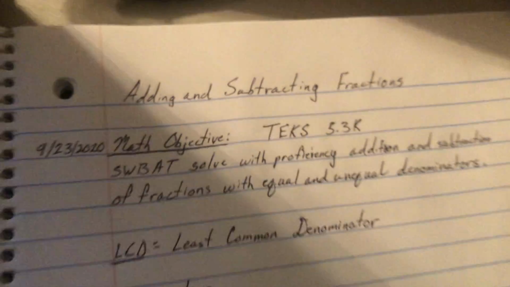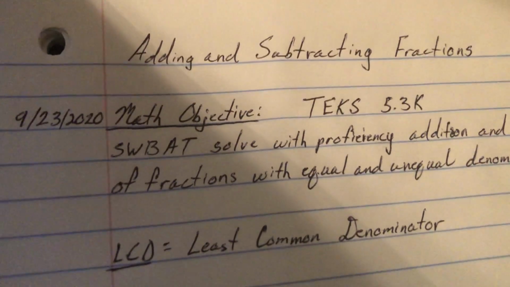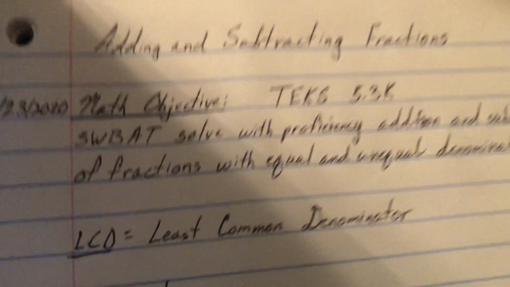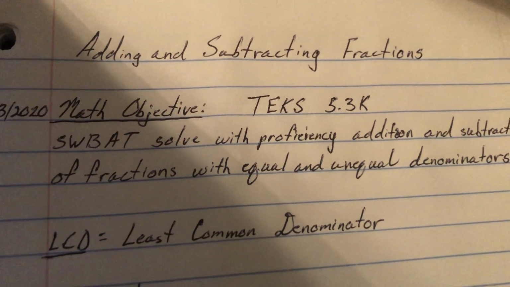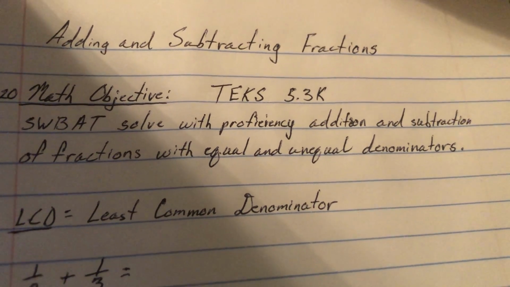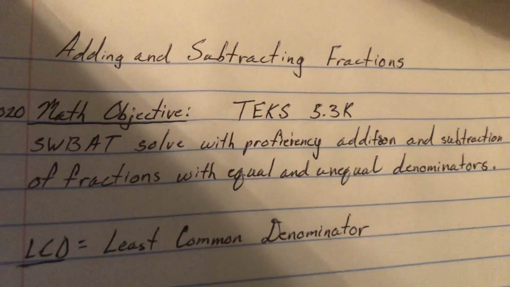So, today we're going to be adding and subtracting fractions. Our math objective says that students will be able to solve with proficiency addition and subtraction of fractions with equal and unequal denominators. Takes coming from 5.3K.